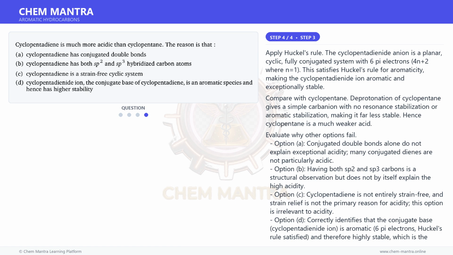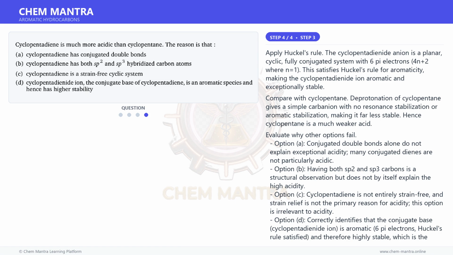Option A. Conjugated double bonds alone do not explain exceptional acidity. Many conjugated dienes are not particularly acidic. Option B. Having both sp2 and sp3 carbons is a structural observation but does not by itself explain the high acidity. Option C. Cyclopentadiene is not entirely strain-free, and strain relief is not the primary reason for acidity.